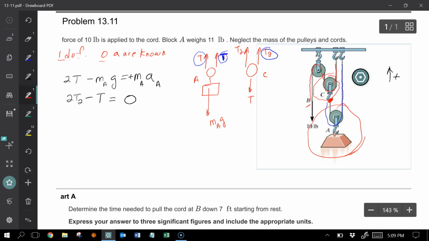Okay, so now if you circle the things that you don't know, the T2.